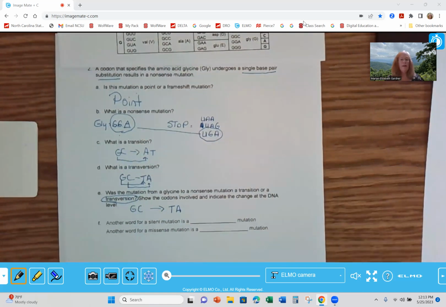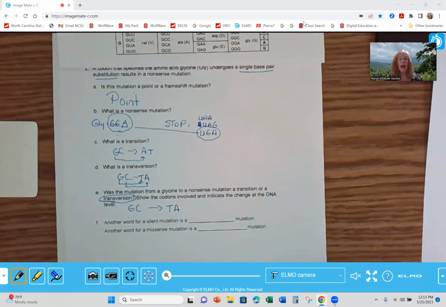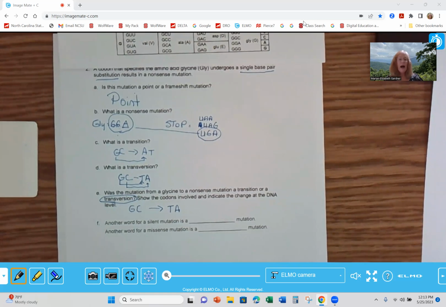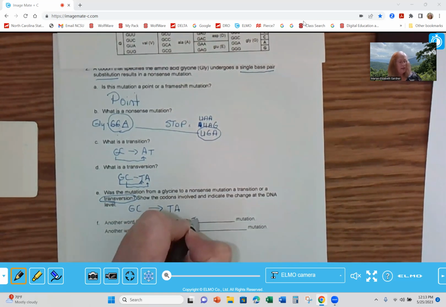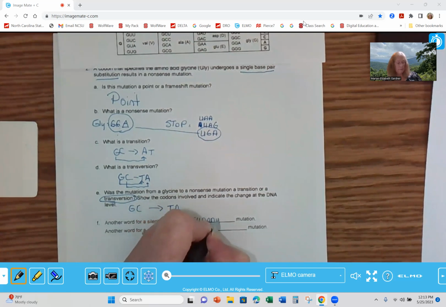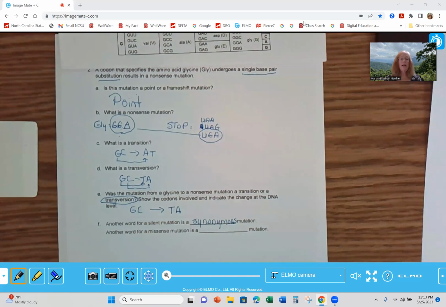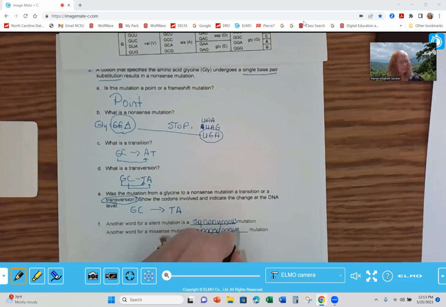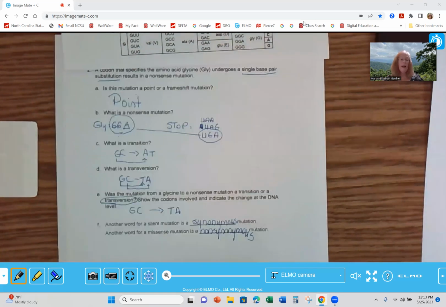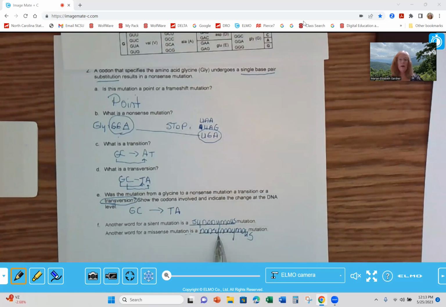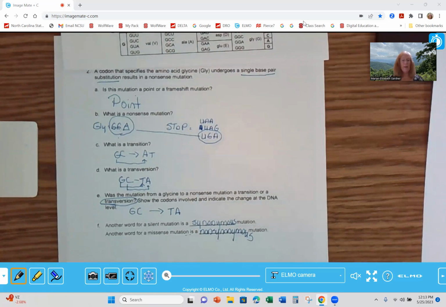So I've got a couple of other questions to ask about some of the vocabulary. Another word for a silent mutation is a synonymous. That means that the codon is changed, but it still codes for the same amino acid. And another word for a missense mutation is a non-synonymous. And that means the codon was changed to another codon that coded for a different amino acid.